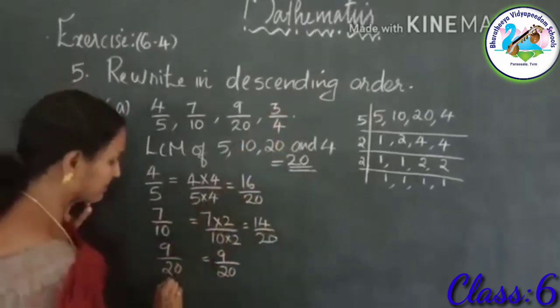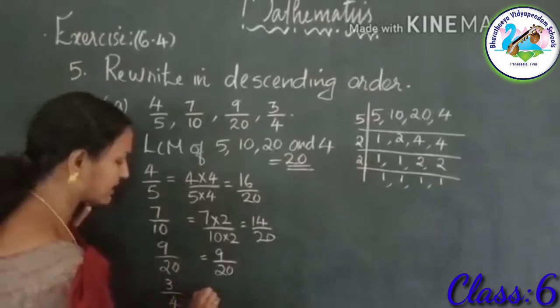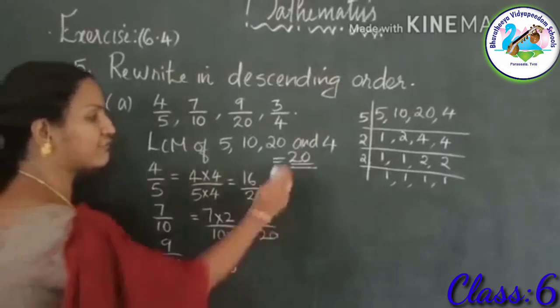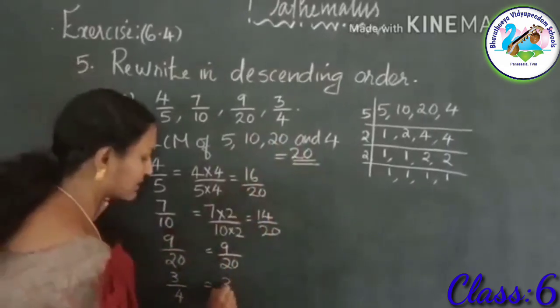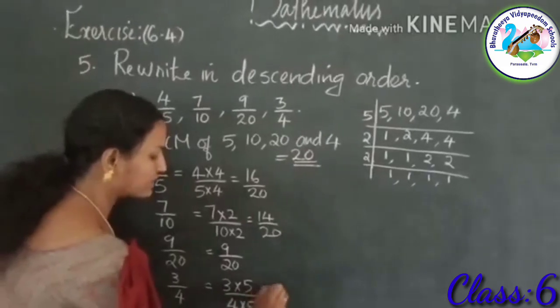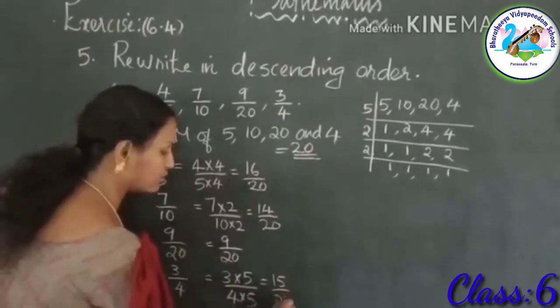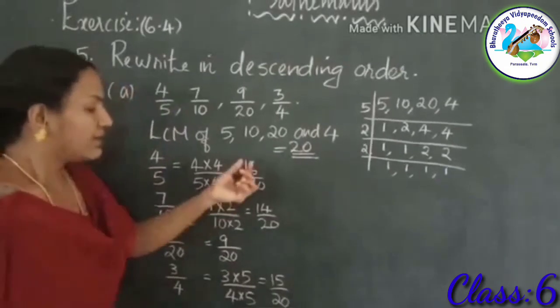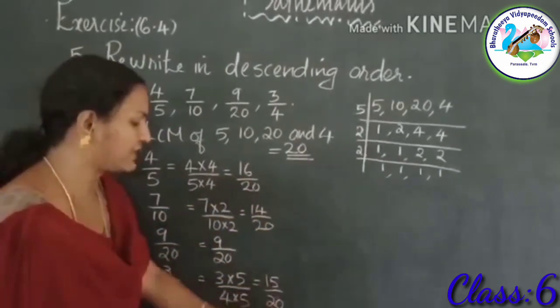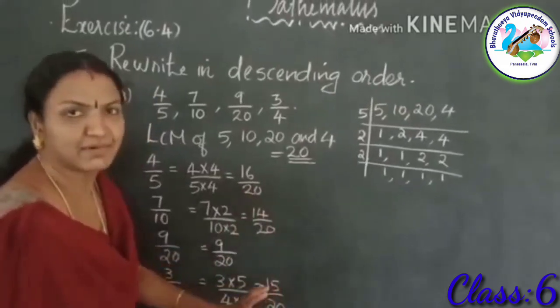The fourth one, 3 by 4, is equal to, here the denominator is 4. So multiply 4 with 5, we get 20. So 3 into 5 divided by 4 into 5 is equal to 15 by 20. Now 16 by 20, 14 by 20, 10 by 20, 15 by 20. So the denominators are the same.